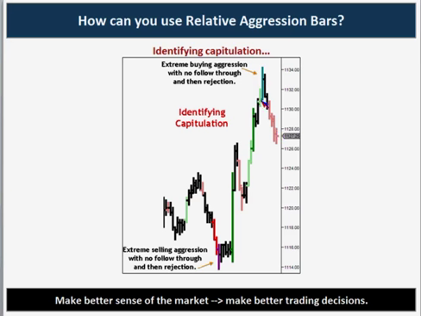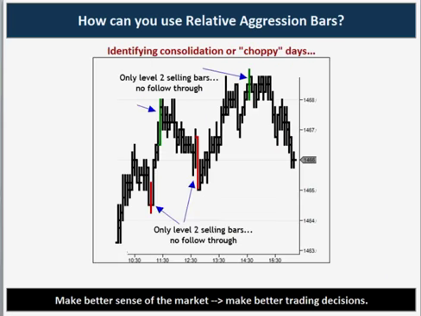If this is buying aggression coming in and it attracts no more buying aggression, it's probably going in the other direction. That makes sense as well. So identifying capitulation is another usage of these relative aggression bars. Another way is to identify consolidation or choppy days versus trend days.